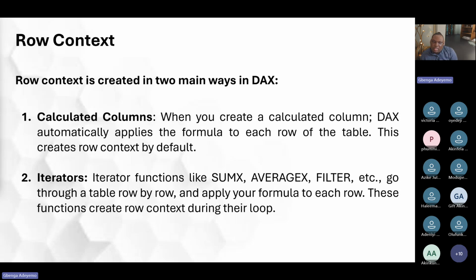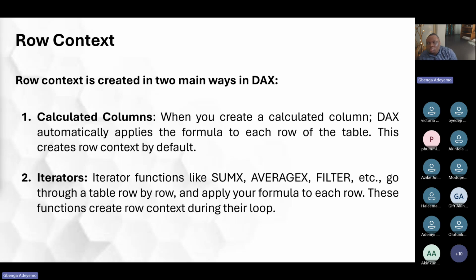When we say row context in DAX, it means anything that has to do with row by row evaluation of a calculation. That is, when you are writing a calculation, anything where the evaluation has to be on a row by row basis is what we call row context. And there are two ways that row context can happen in DAX.